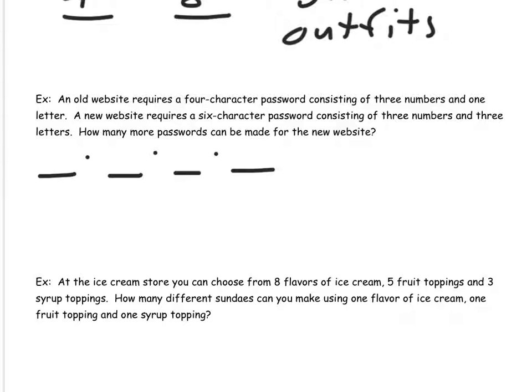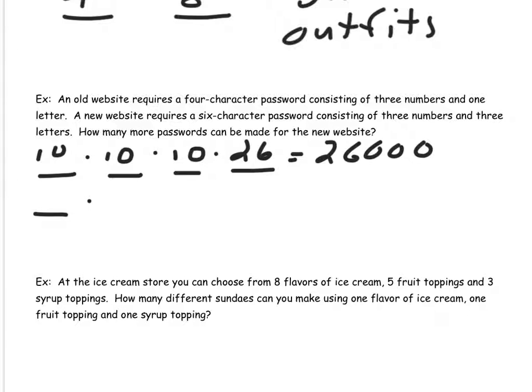How many numbers can we use? We can use numbers from 0 to 9, and there are 10 numbers from 0 to 9. And we can use 1 letter, and there are 26 letters in the alphabet. So if we multiply that together, we will get 26,000 different passwords. Quite a bit. But the new website says we need to have 6-character passwords.